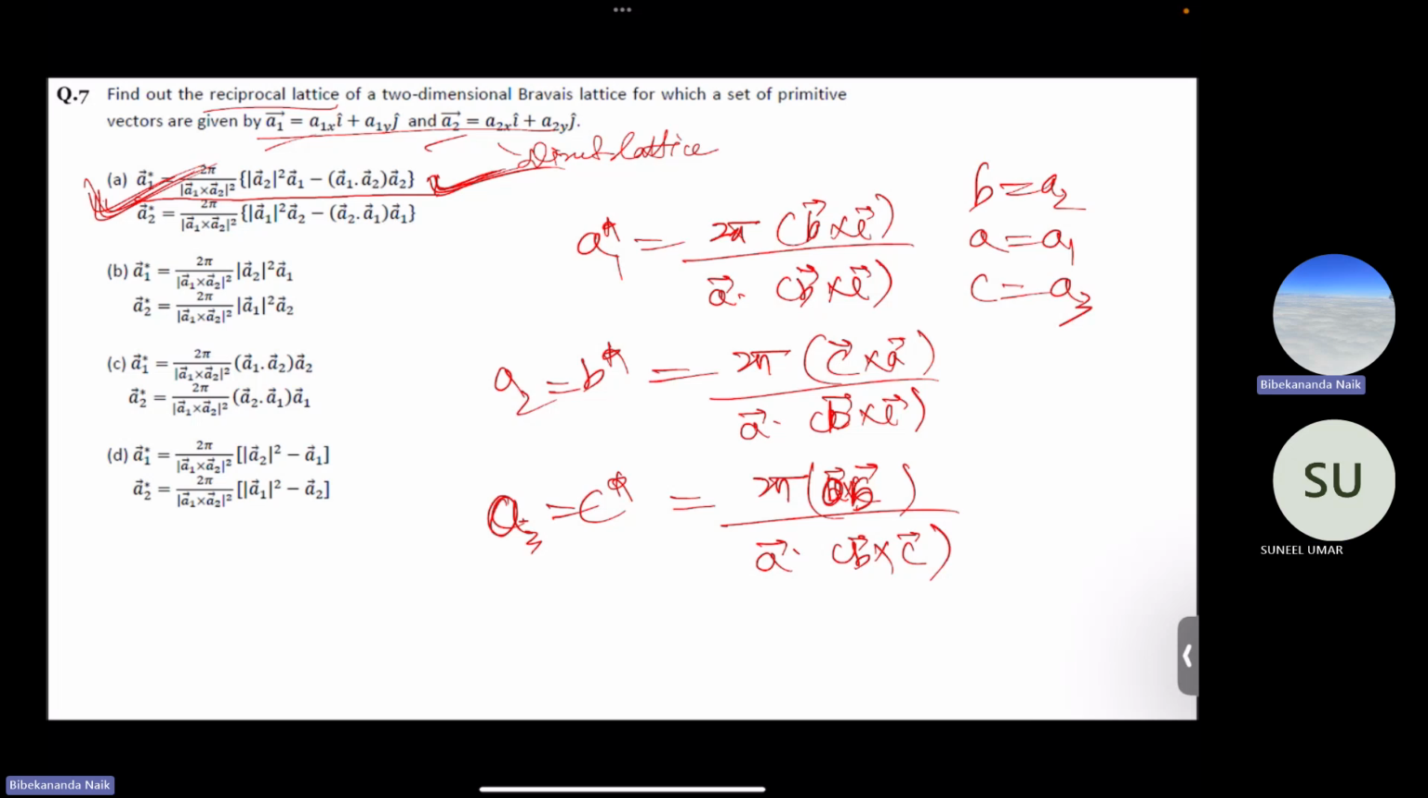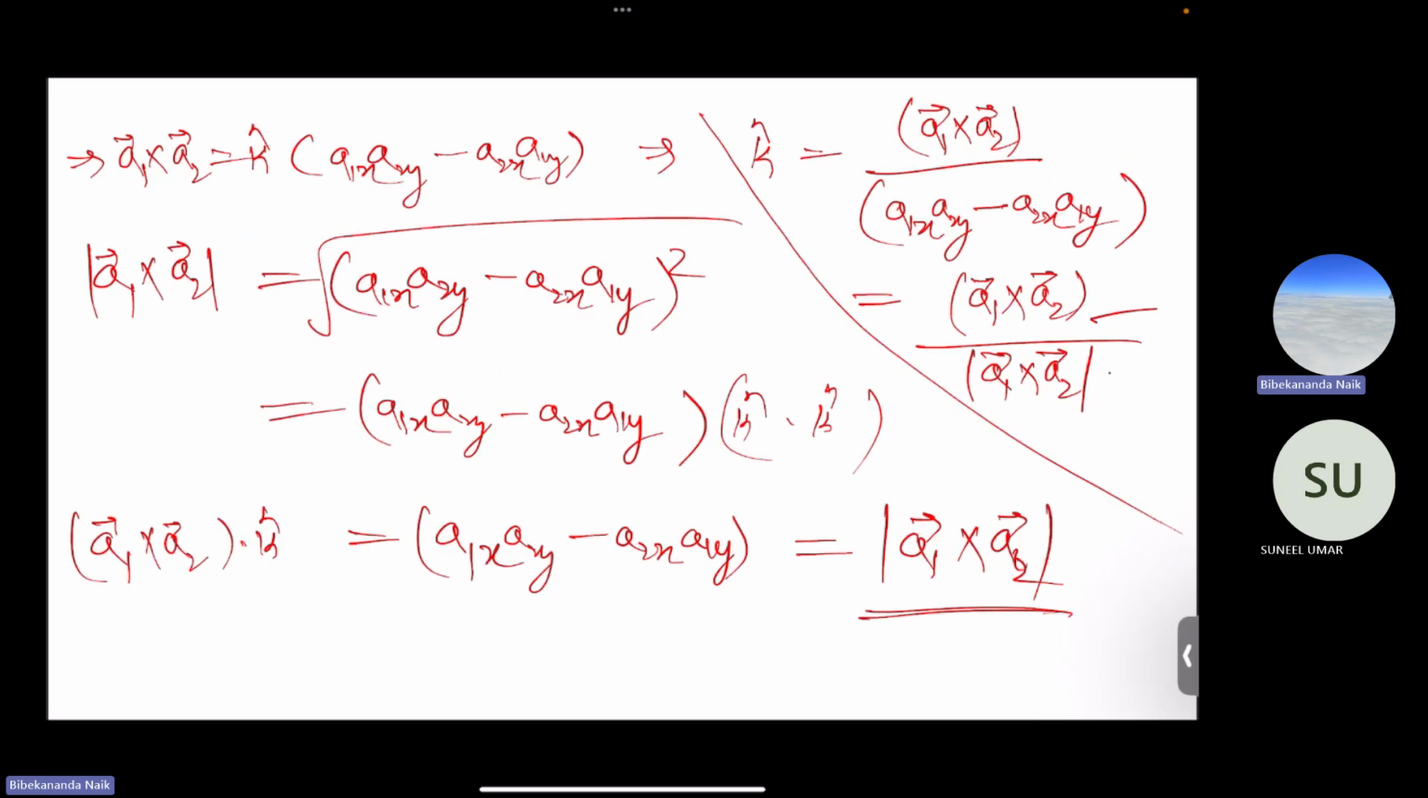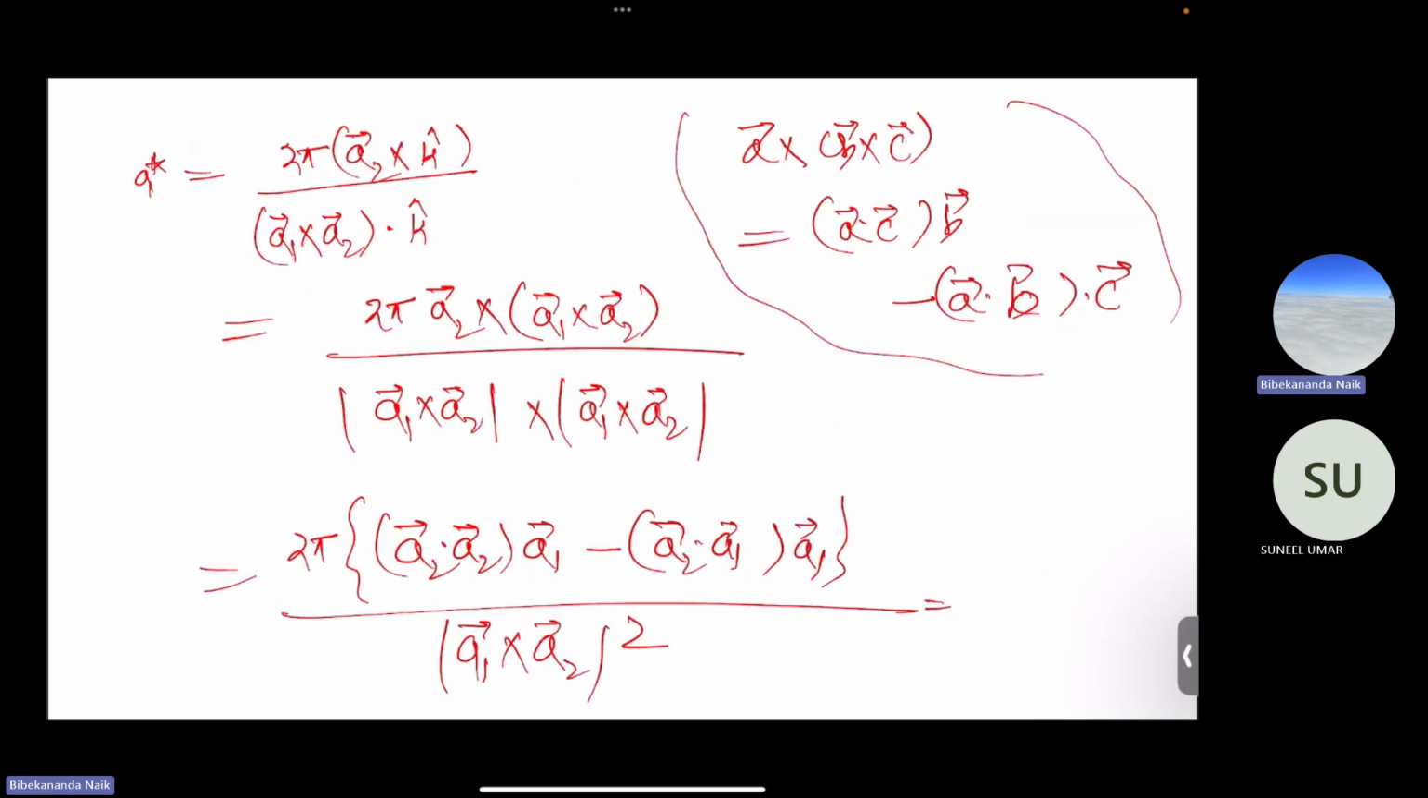So in the question, A1 and A2 vector values were given. We assumed another vector A3, because we need the value of A3 vector. Then during the course of calculation, we converted A3 vector, that is k vector, in terms of A1 vector and A2 vector. In place of k cap in the expression we put A1 vector cross A2 vector divided by the magnitude of A1 vector cross A2 vector.